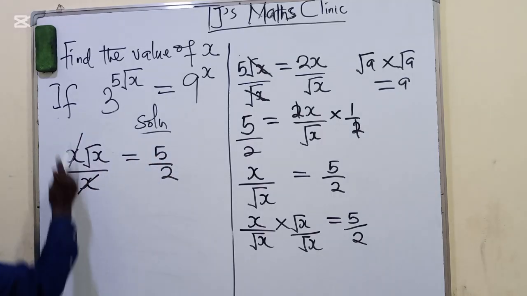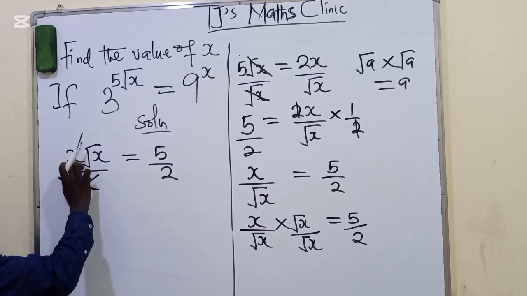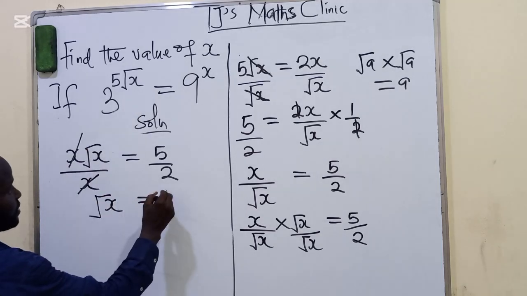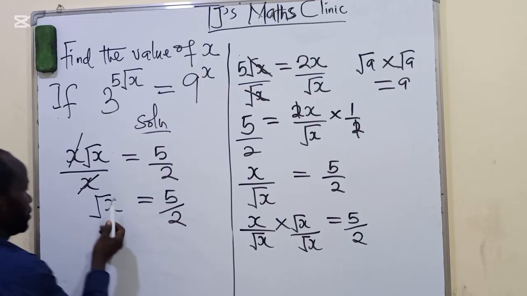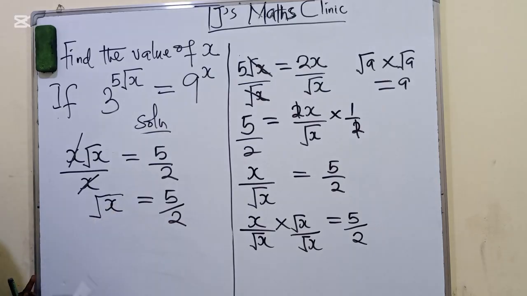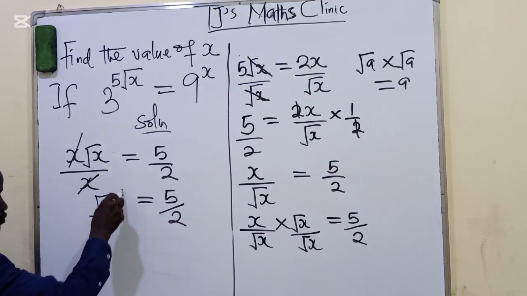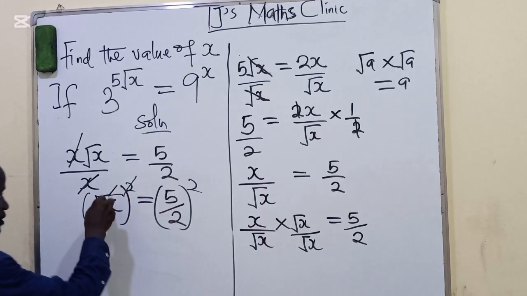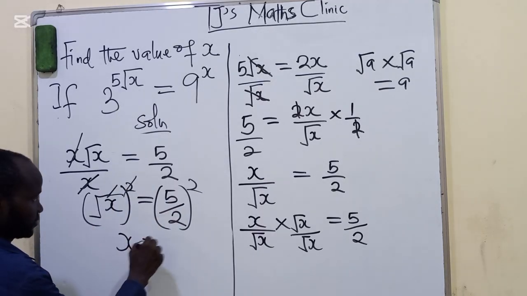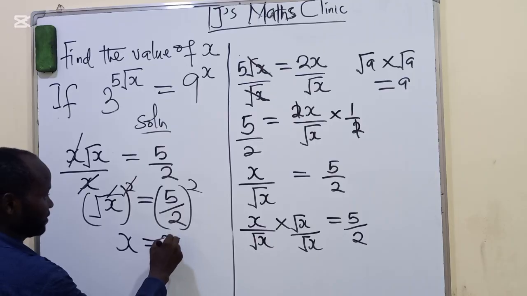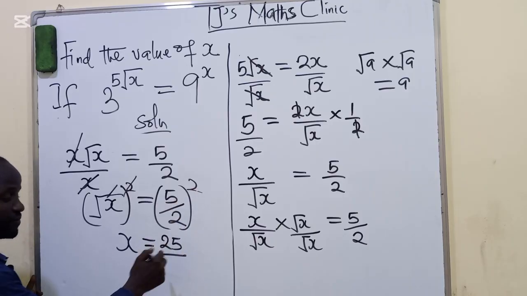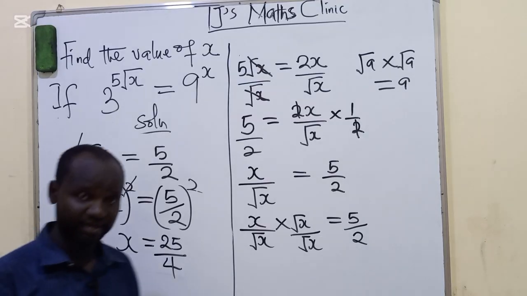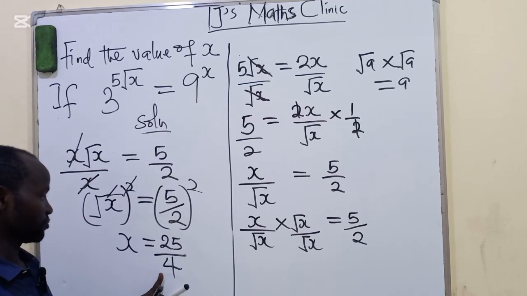We can divide x by x. We'll be left with root x equals 5 divided by 2. To find x, to remove this square root, we square both sides. Let's square both sides at this point so that this will remove this, and x is said to be 5 squared, which is 25, divided by 2 squared, which is 4. So the value of x is 25 divided by 4, and this is an improper fraction.